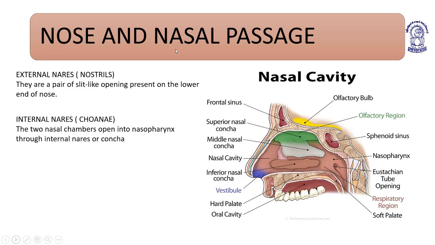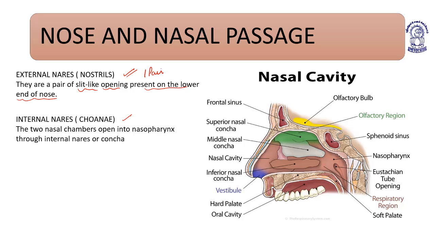Nose and nasal passage. The external nostrils are one pair. They are a pair of slit-like openings present on the lower end of the nose.